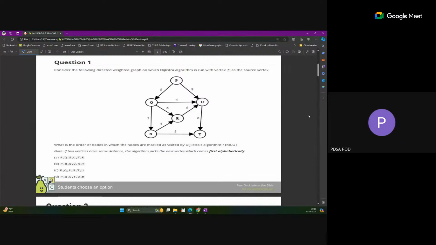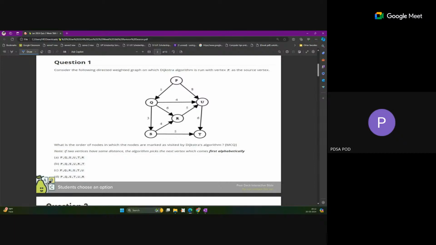Okay, so now this is the first question. Here one graph is given, a directed and weighted graph, and we are applying the Dijkstra algorithm on this, and we are considering the start vertex is P. This is given in the question statement. Now we are asking what is the order of the vertex nodes in which the nodes are marked as visited by the Dijkstra algorithm.